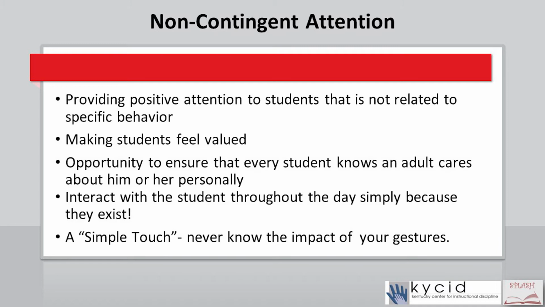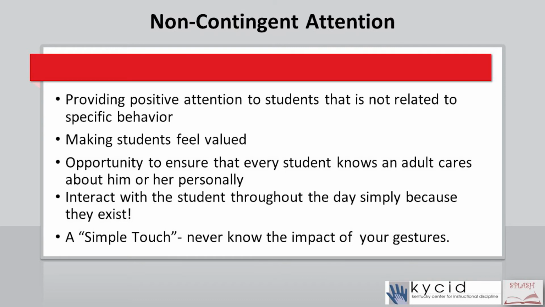Verbal examples of non-contingent attention may be: say hello and use their names, show interest in their interest, have a conversation, or work hard to connect with more difficult students. You never know what the impact of your gestures may be. The power of a simple touch can be great.